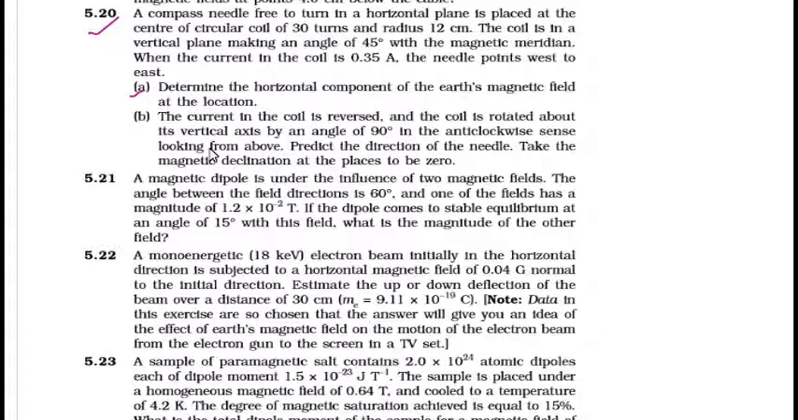B. The current in the coil is reversed and the coil is rotated about the vertical axis by the angle of 90 degree in the anticlockwise sense looking from above. Predict the direction of the needle. Take the magnetic declination at the place to be 0. Now let us see the solution.